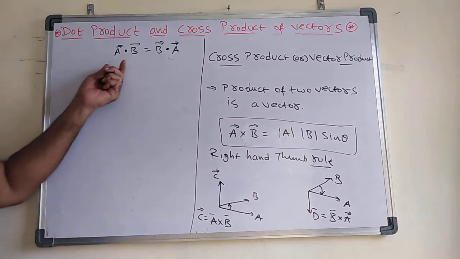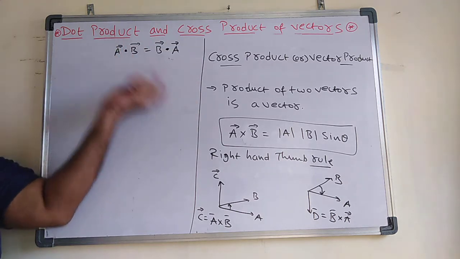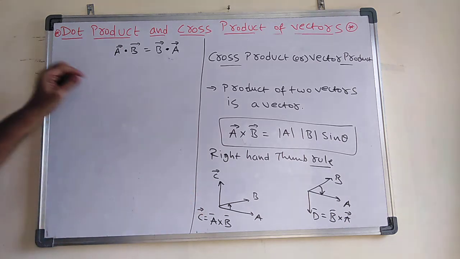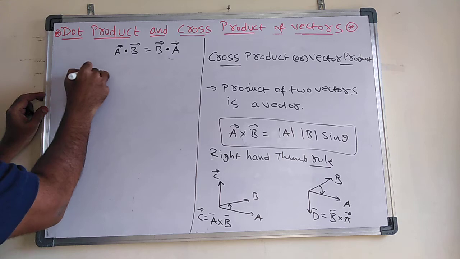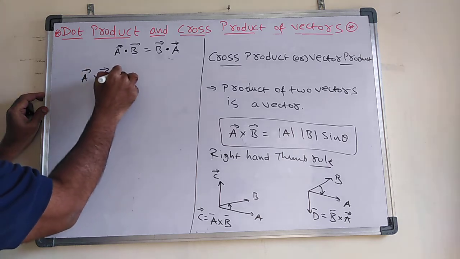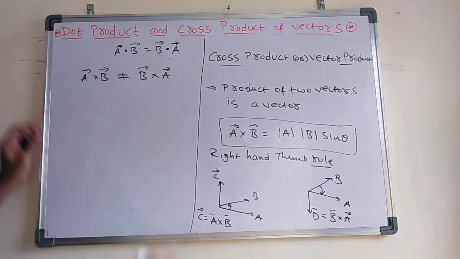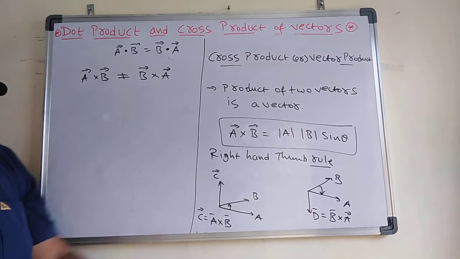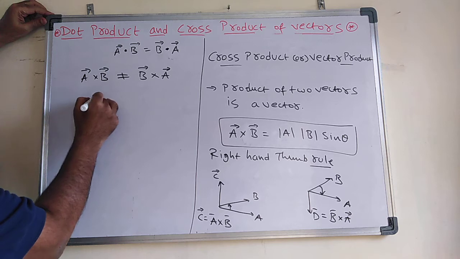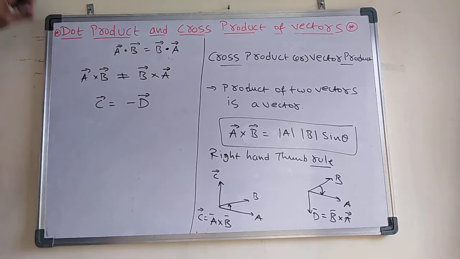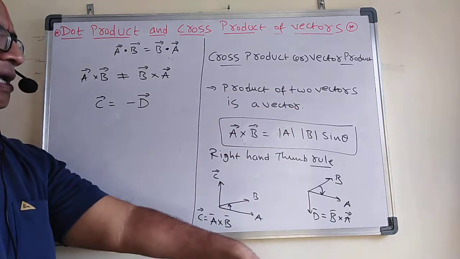Why are they equal? Because they are just a scalar, just a magnitude. But when you are doing cross product, A cross B is not equal to B cross A, because their directions are different. Here you can write C as minus of D, because it is exactly in the opposite direction.